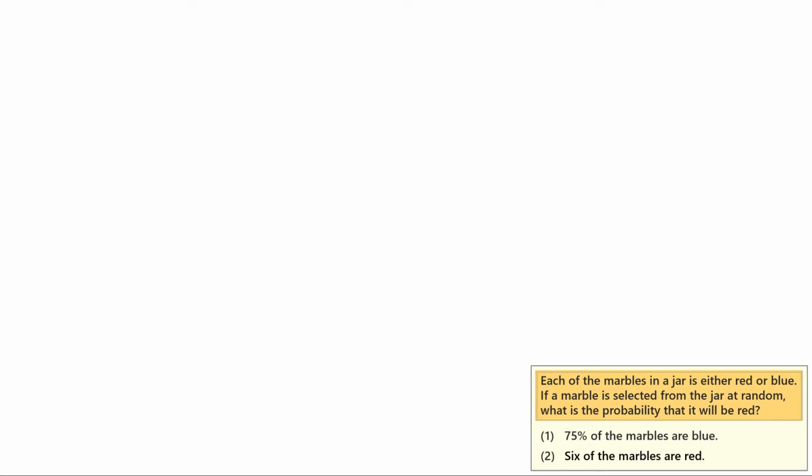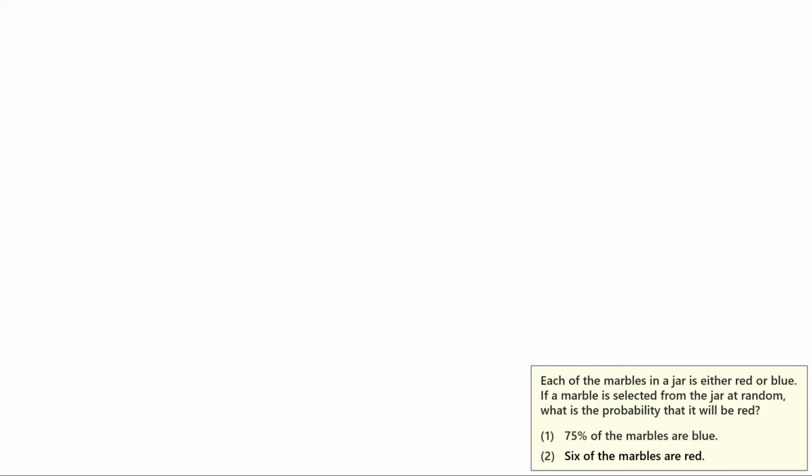Here the top section says, each of the marbles in a jar is either red or blue. If a marble is selected from the jar at random, what is the probability that it will be red? As for the statements, the first gives us the percentage of blue marbles, and the second gives us the number of red marbles.